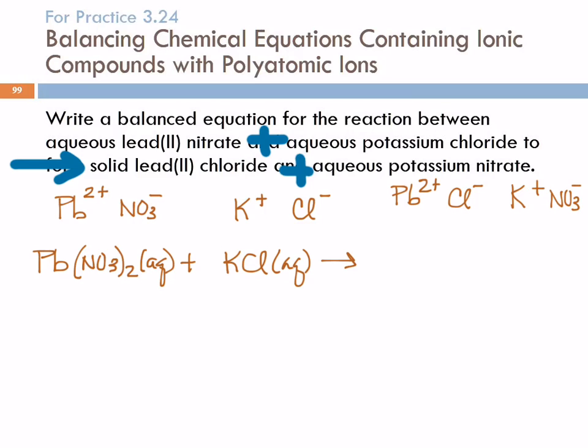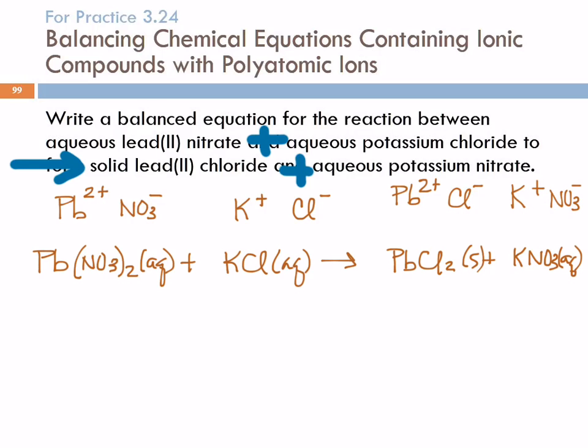Solid lead-2 chloride. Looking at the charges on these, we need 2 chlorines, PbCl2. I'm not going to put parentheses around chlorine because it's just one atom and it's not confusing. And S for the state symbol. And then I've got KNO3. And as usual, I did not use my space wisely, and I'm running out of room at the end. KNO3, aqueous. Any questions? Very, very important first step, getting the correct formulas. Now we're going to balance this.